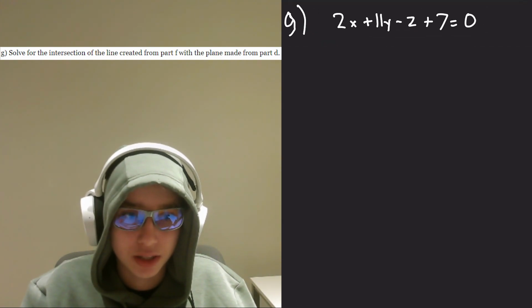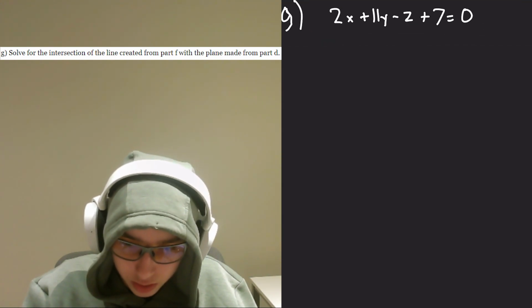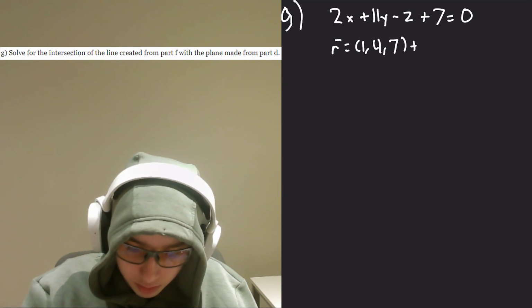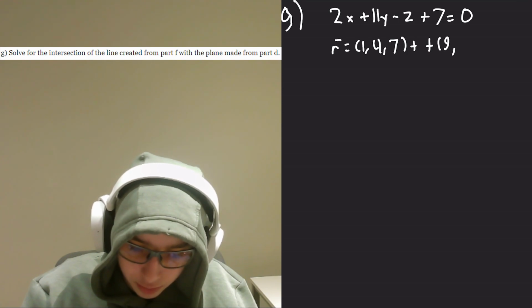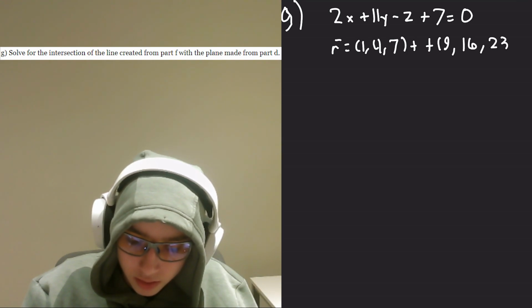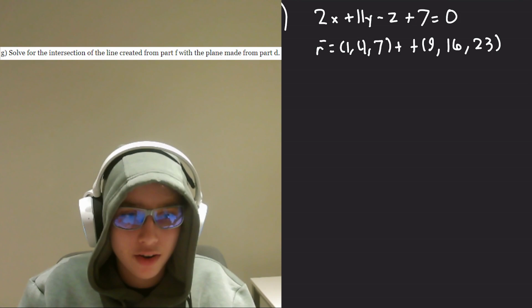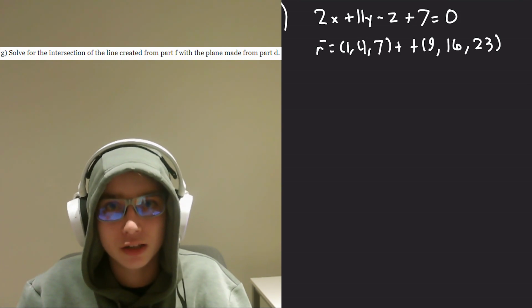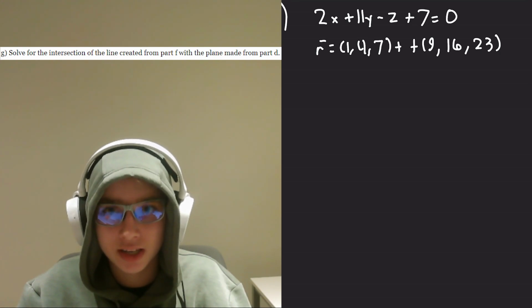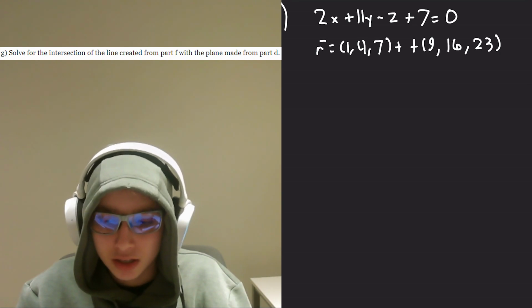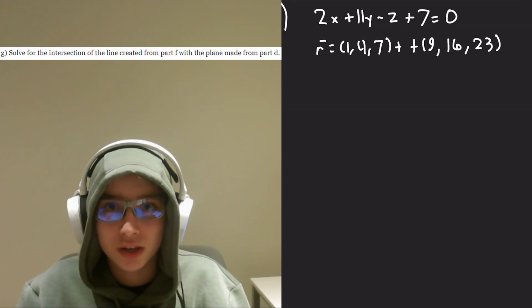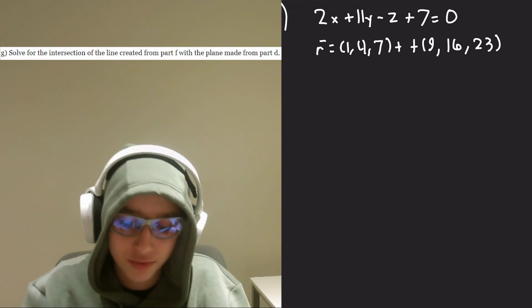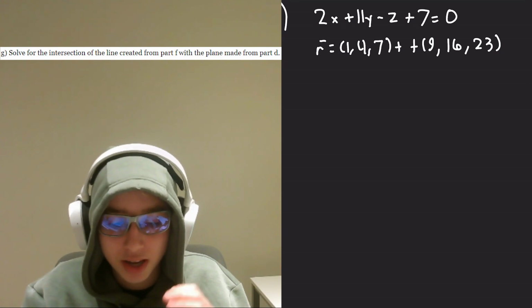And this is intersecting with the line we just created, which was r is equal to (1, 4, 7) plus t(9, 16, 23). Alright, so this is a little different from the other intersection question that we did previously, where instead of solving for the intersection of 3 different planes, we're finding the intersection of a line and a plane. So in this case, it's going to be just one point of intersection. It's just going to be a singular point on the graph, so we don't have to worry about creating any lines. It's just going to end up with a simple point.